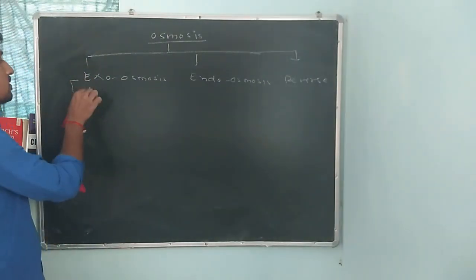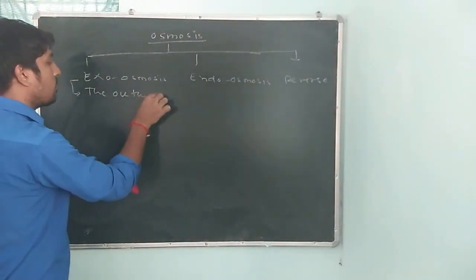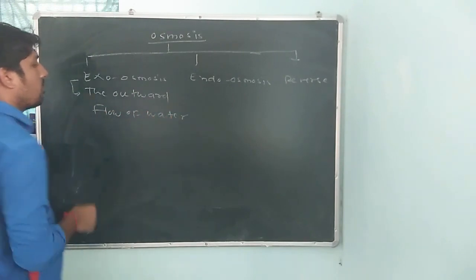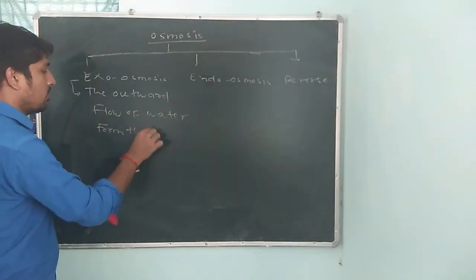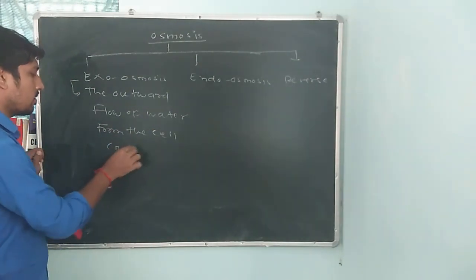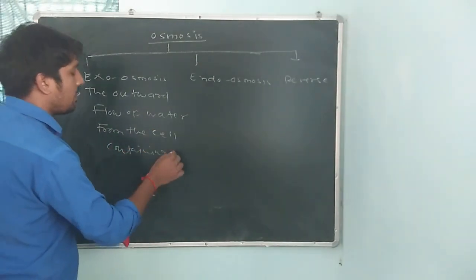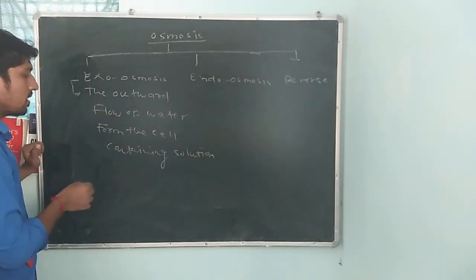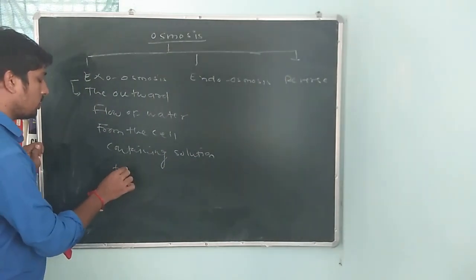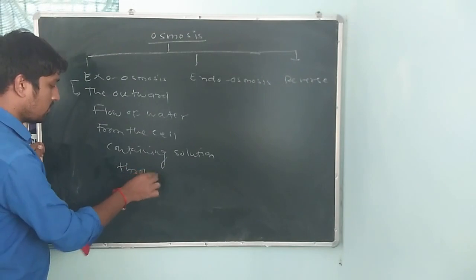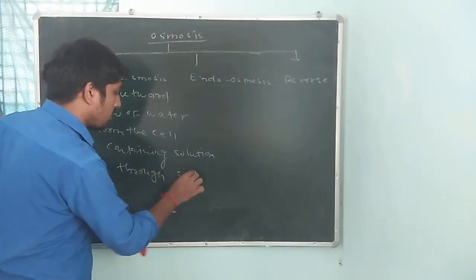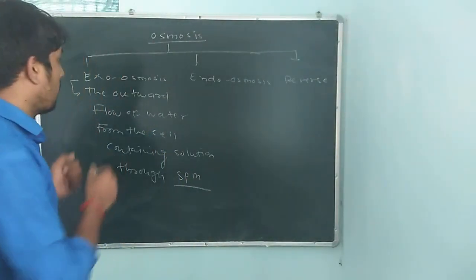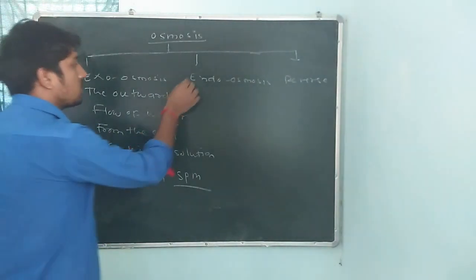So what is the meaning of exoosmosis? Exoosmosis means the outward flow of water from the cell containing solution through semi-permeable membranes. It is called exoosmosis.